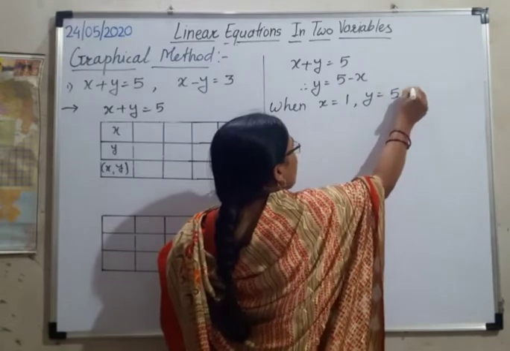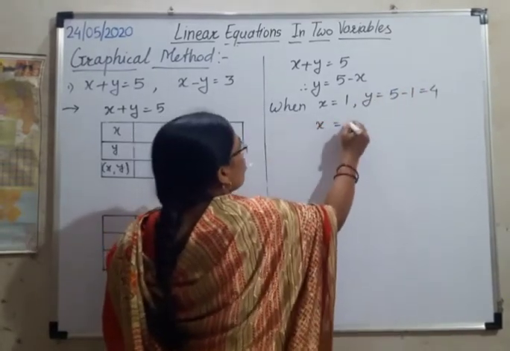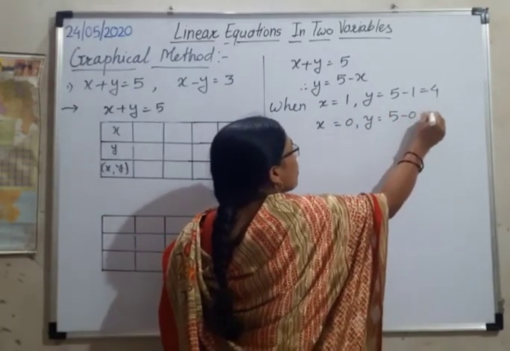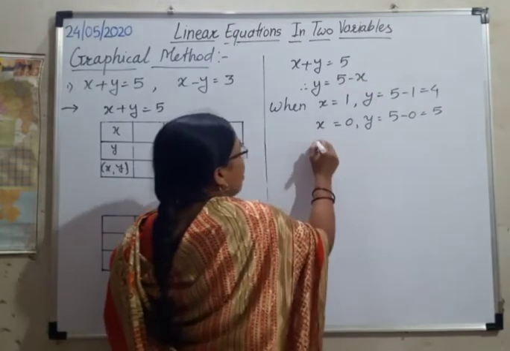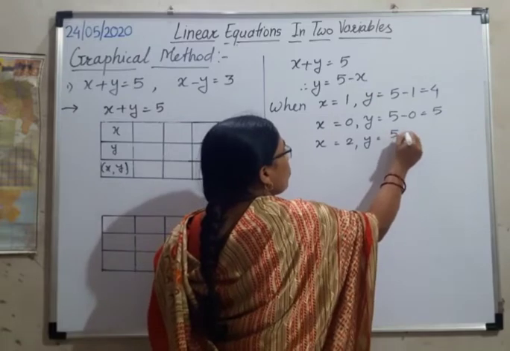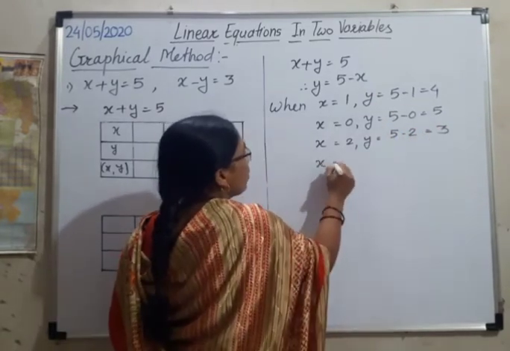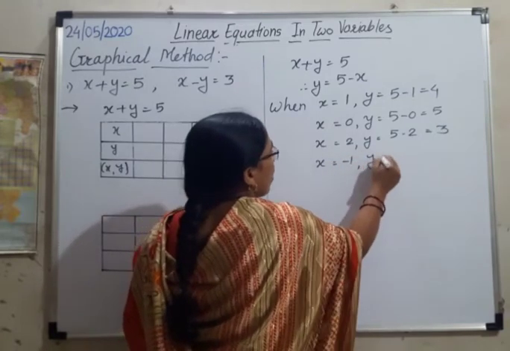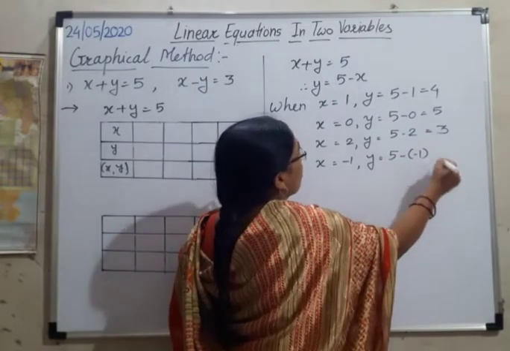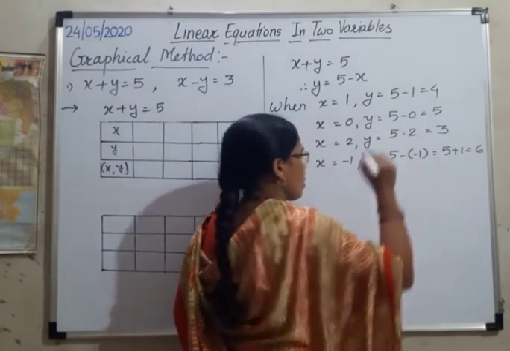equal to 5 minus 1, which is equal to 4. When x is equal to 0, then y is equal to 5 minus 0, it is equal to 5 only. When x is equal to 2, then y is equal to 5 minus 2, which is equal to 3. And when x is equal to minus 1, then y is equal to 5 minus minus 1, which is equal to 5 plus 1, which is equal to 6.